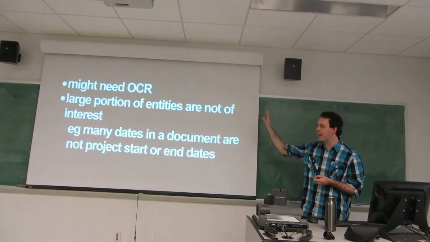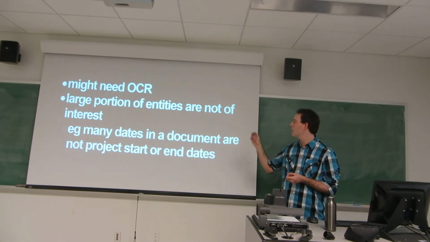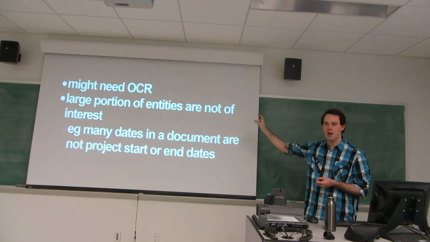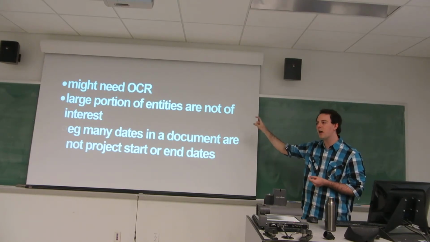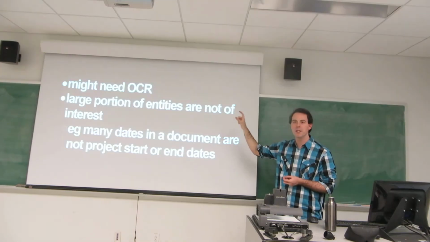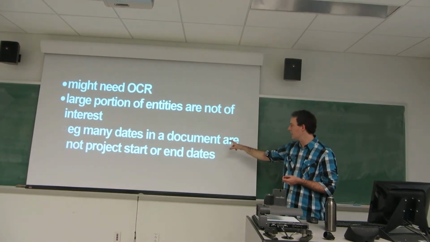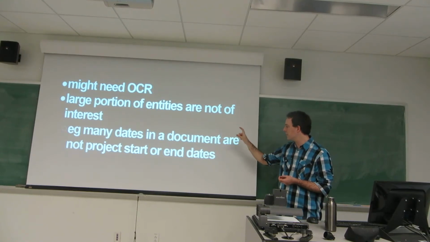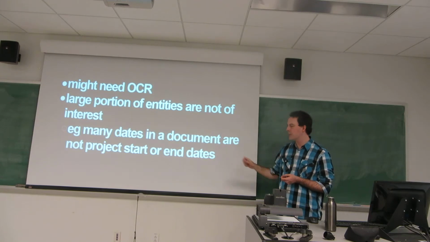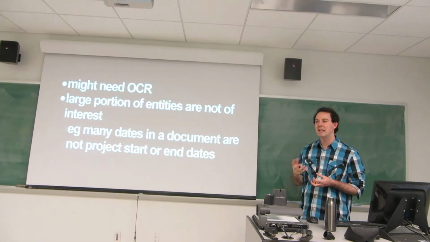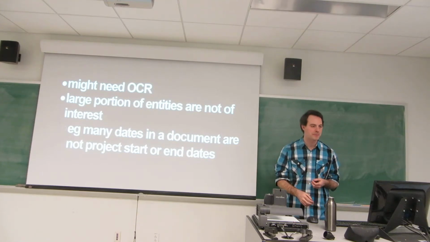A huge portion of entities, like organization names, dates, amounts of money, are not of interest to us at all. And that's the main challenge with identifying entities. So if you could find in this document what are all the years, the next problem is, which years do I actually care about? There might be tons of years and dates in a document which are not really of interest to us. What we're most interested in is, when did the project start? When did it end? When was the document signed that said it would happen? Things like that.